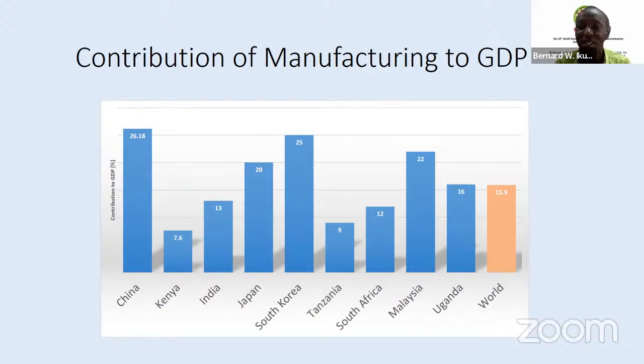South Korea, which is a good country to compare with, because we know that at some point we were just together in terms of economy, it was at 25%. Similar to Malaysia. When you come to near home, Tanzania was at 9%, Uganda at 26%, India 13%. But you can see Kenya is still very, very low. And world over, manufacturing contributed 15.9% to GDP.